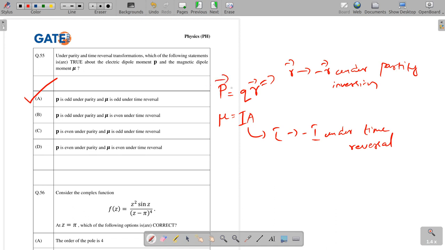So electric dipole moment is defined as charge times position. If you have two separated charges, or usually if this is the origin and there is a charge here, the dipole moment is usually defined as QR, like that. If there are several charges, it will be the sum over Qi Ri, like that. So it contains a position vector R. The options are like P is odd. They are asking whether they are odd or even under parity operation, parity and time reversal.